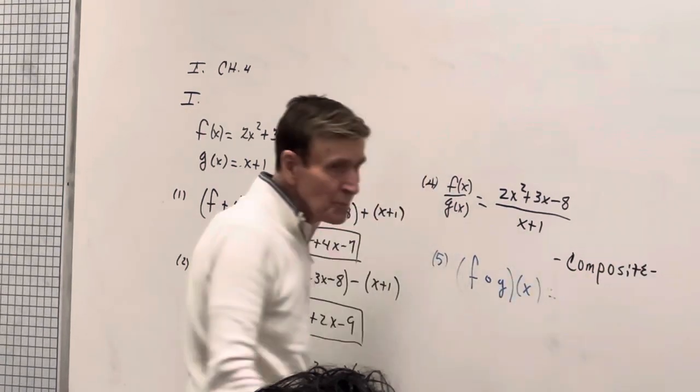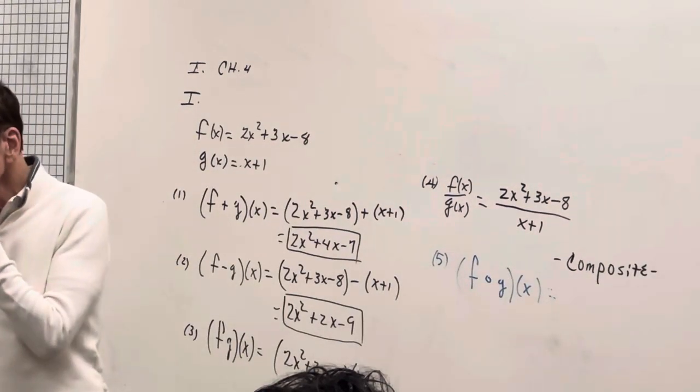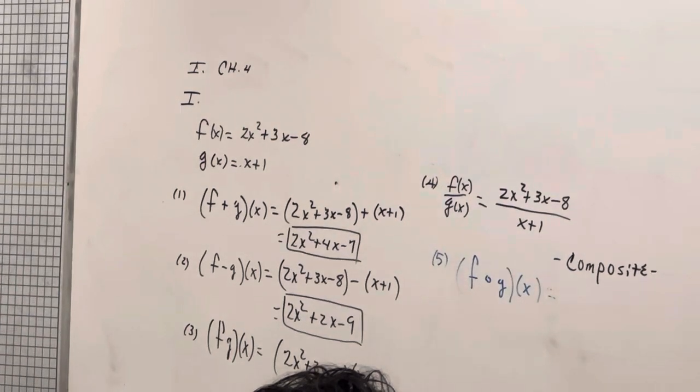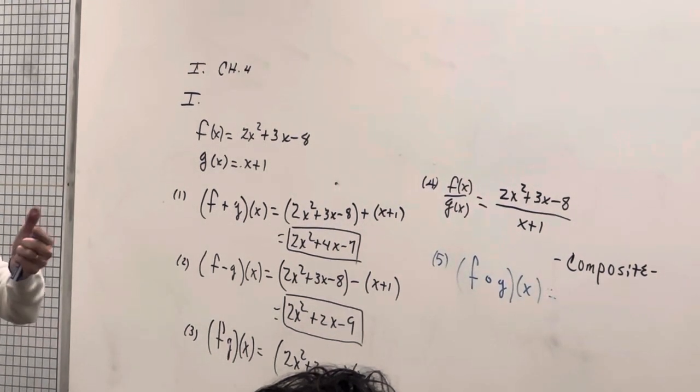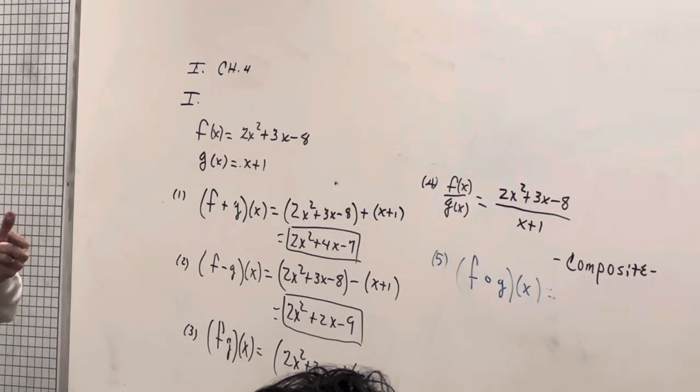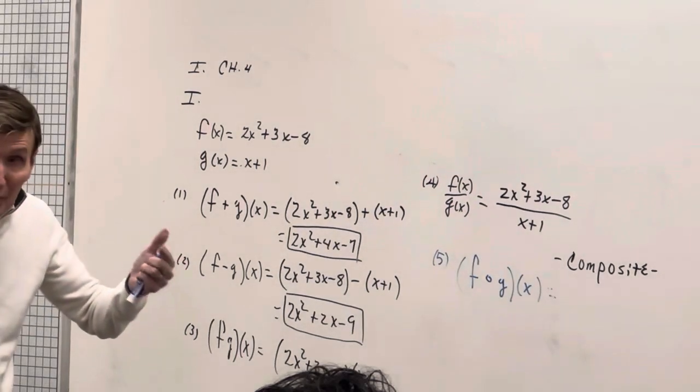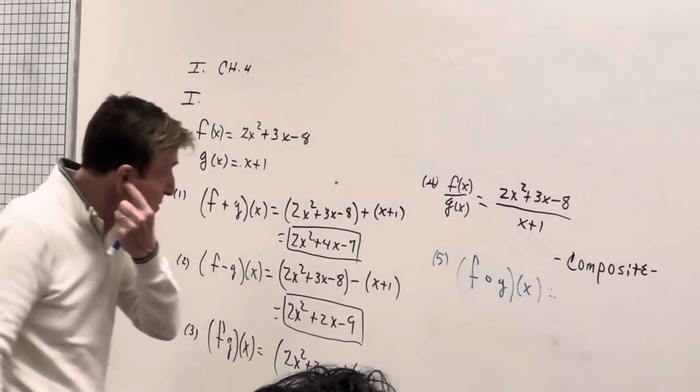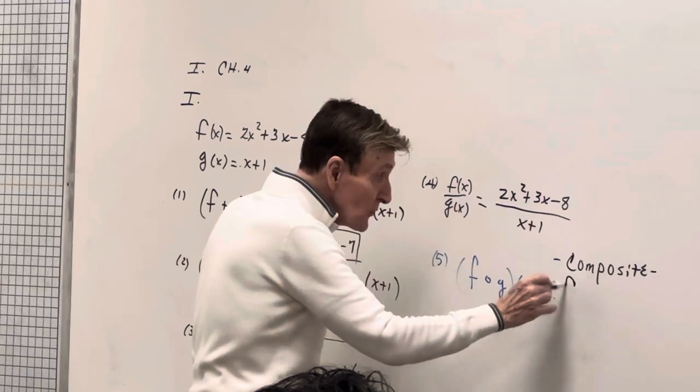Find the composite. Find the composite between those two functions. Now, here's what you do. Recall, I guarantee you, how do you find it? You don't add, you don't subtract, you don't divide like I did the others. They're saying, no, the definition now, you find this.